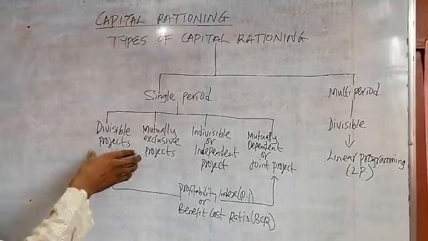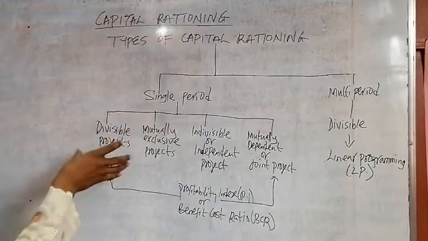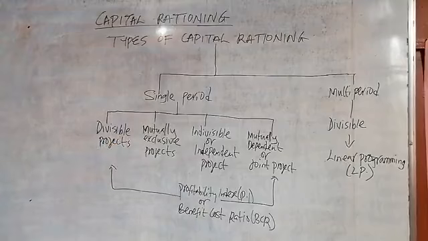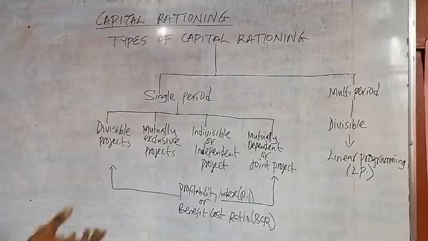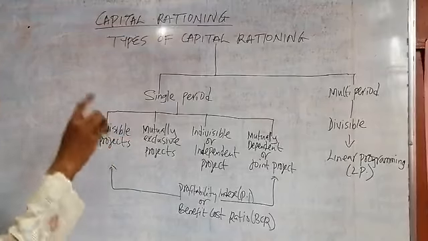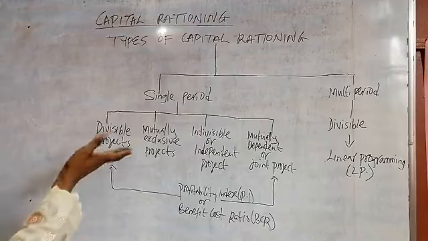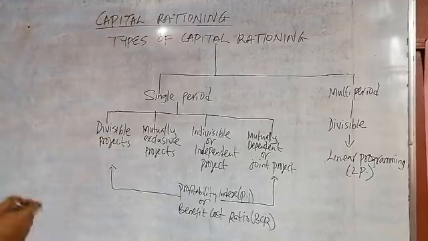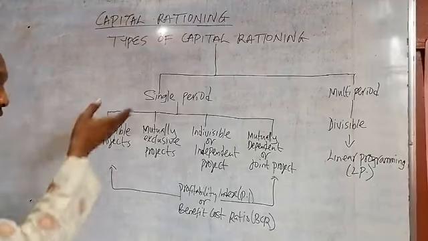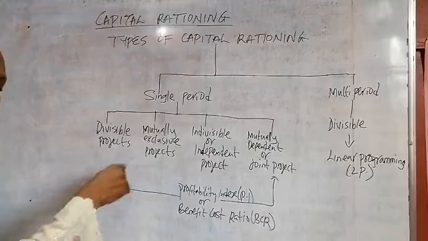Now, what is a divisible project? A project is said to be divisible where you can undertake parts of the investment. Take for example, if the project is 100% in itself, you can take part of it, at least 70% of the project, and at the same time, the benefit of that 70% will also accrue to you.